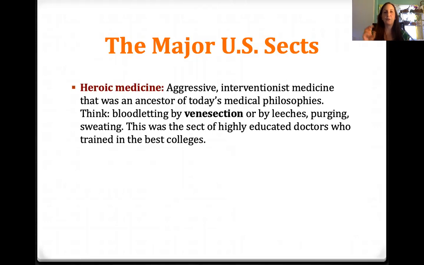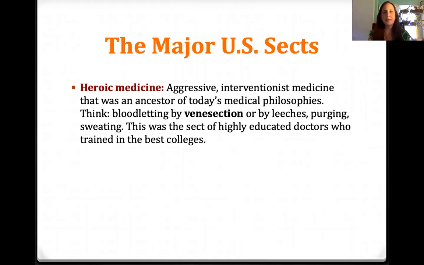Heroic medicine is aggressive interventionist medicine that was an ancestor of today's medical philosophies. Think bloodletting by venesection, which literally means taking blood out, opening veins, or by leeches, purging, which means making you vomit, or sweating. This was a sect of highly educated doctors who trained in the best colleges. So what you studied in medical school in the 18th century and early 19th century was basically how to remove humors, get blood or toxins out of the body by really aggressive means.